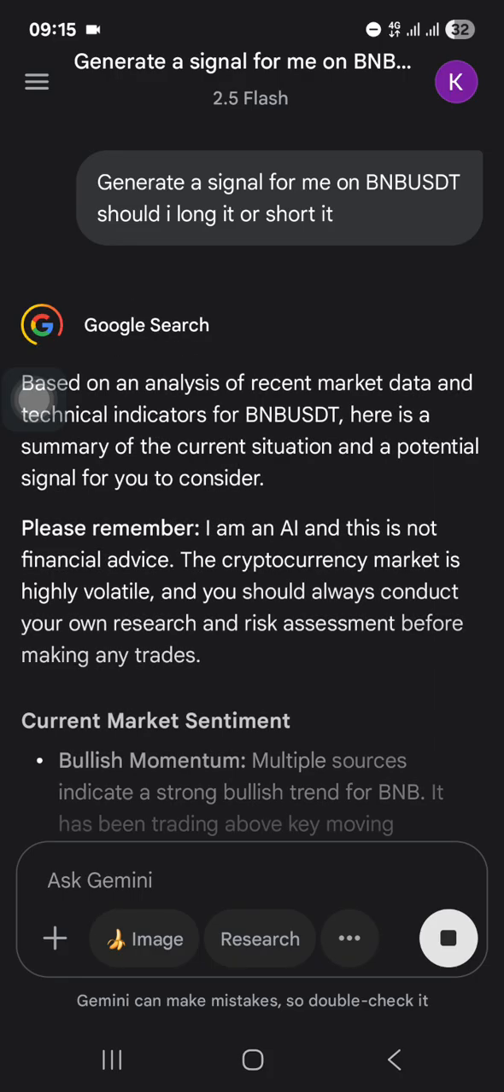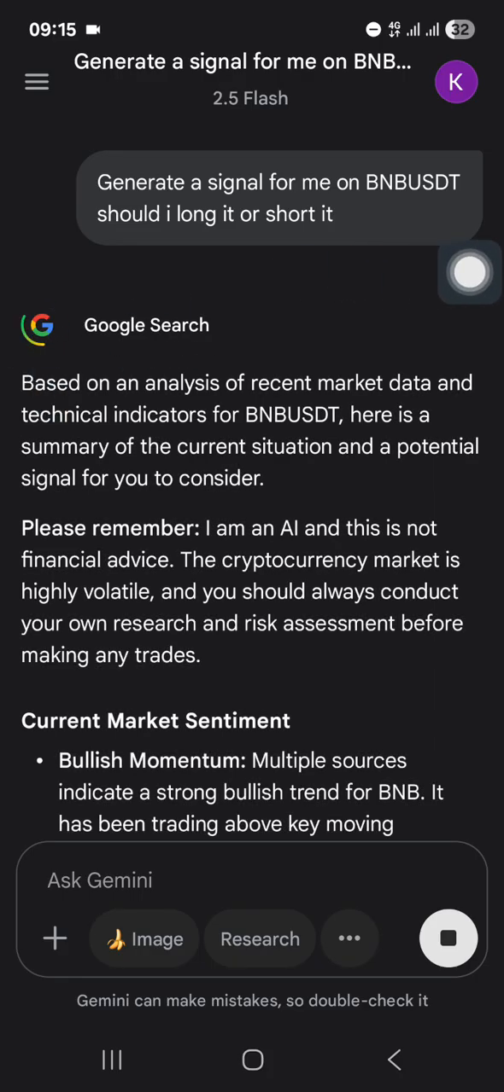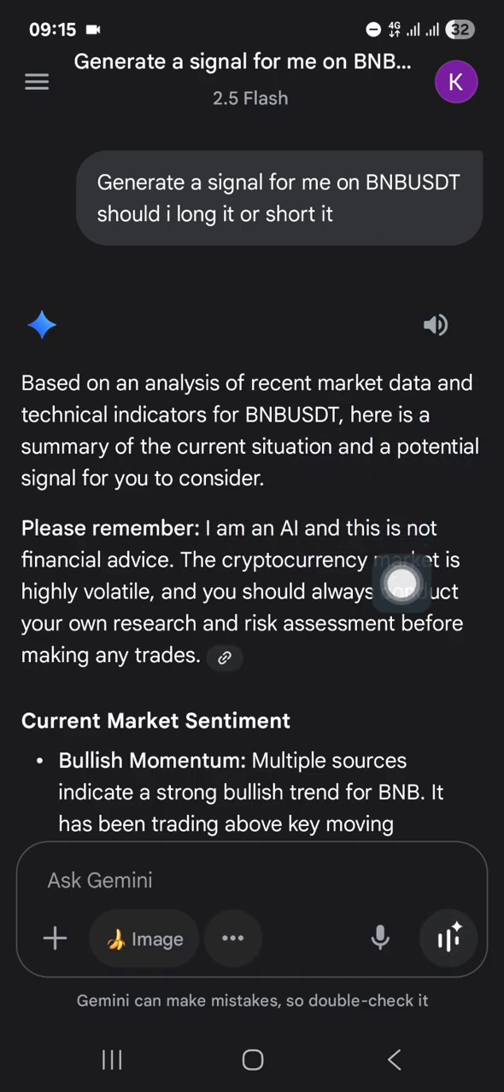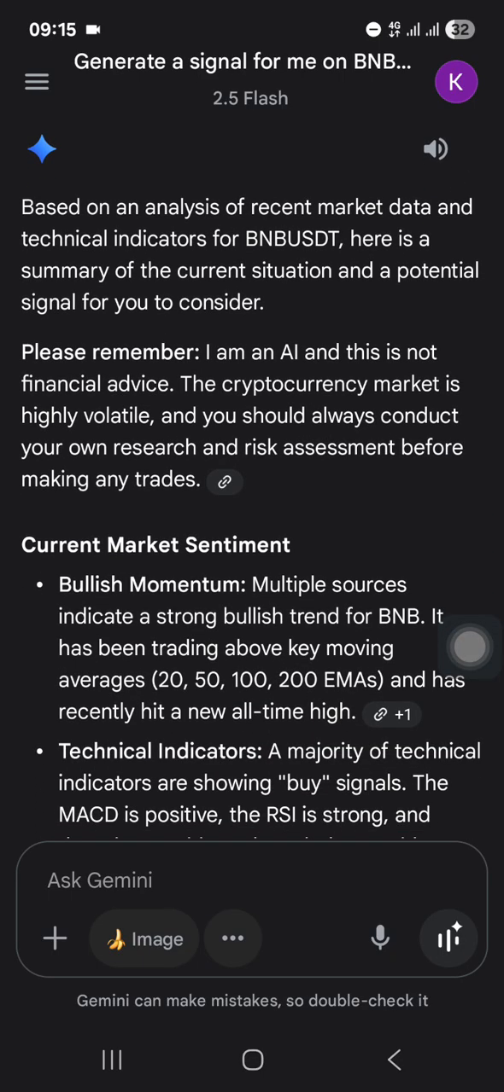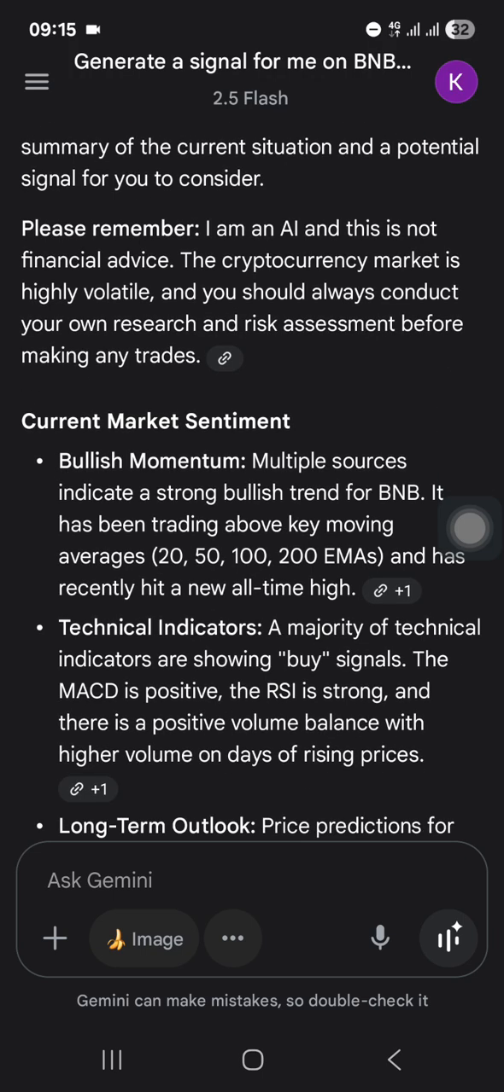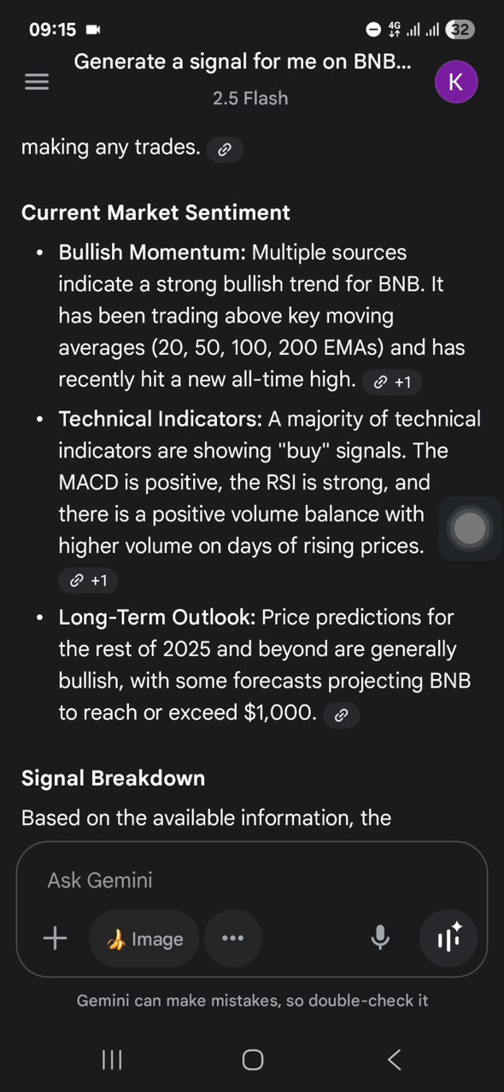This AI is very powerful. I recommend it to anyone. It's one of my best AI so far. It said, based on analysis and recent market data and technical indicators for BNB, here is a summary of the current market situation and potential signal for you to consider. Please remember, I warned you earlier. I am an AI, and this is not financial advice. The current market is highly volatile, and you should always conduct your own research and risk assessment before making any trade. Now, see what it's going to tell me.